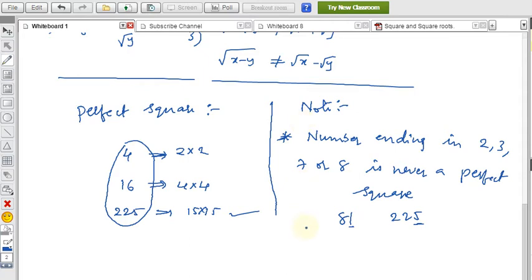Then, the square of an even number is also even, and the square of an odd number is also odd. For example, 3 is an odd number and its square, 9, is also odd. And 2 is an even number, and 2 squared is also even. This is also one of the rules.